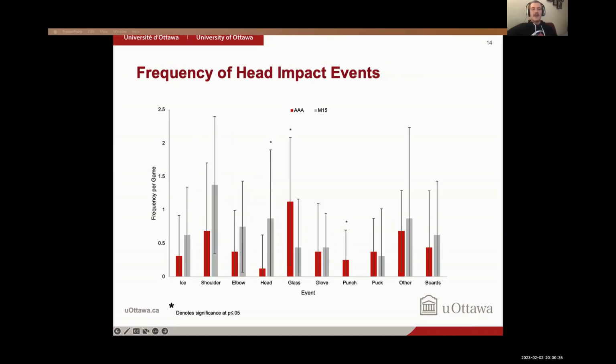And then here again, on that same under 15 hockey comparison, we're looking at the actual specific events themselves. So here we see ice, shoulder, elbow, head, glass, glove, punch, puck, other, and boards events. The difference between glove and punch events is that glove is when there's a body check and the glove actually hits the head, whereas punch is actually the fights that we get in hockey. Other events include anything, so these could be sticks to the head, knees to the head, to the back or torso. That's mostly what we talk about with other events. So these distributions are very common in the Bantam age or under 15 age.